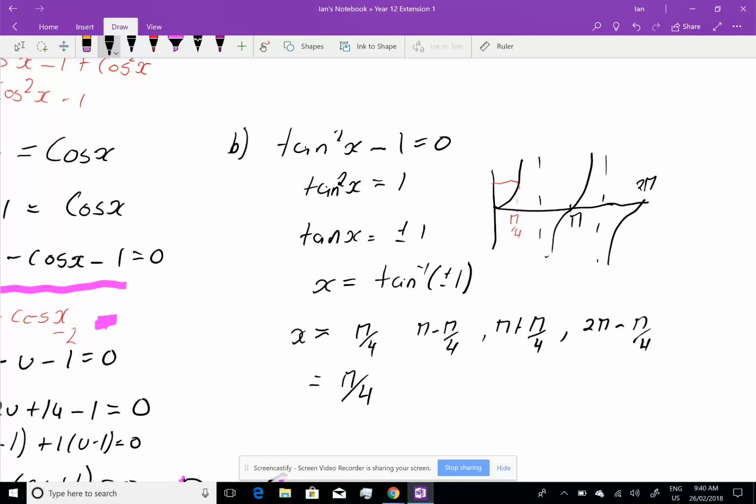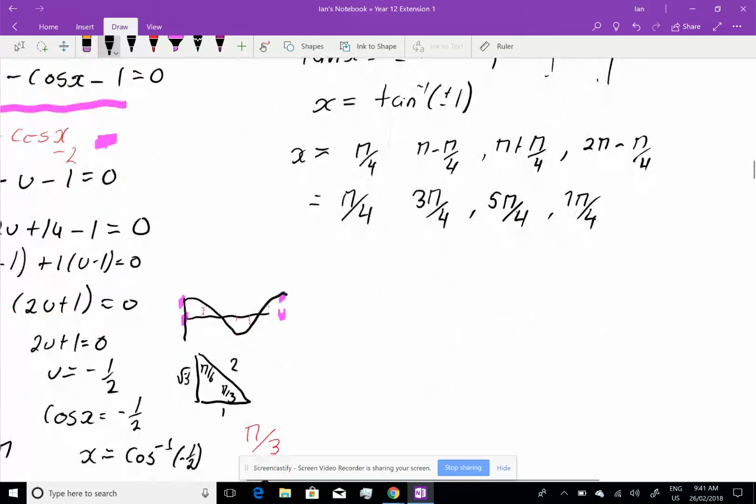Now I can do this really quickly, because that's 4 pi minus 1 pi, so that's 3 pi on 4. This is 1 pi on 4 plus 4 pi on 4, so that's 5 pi on 4. And this is going to be 8 pi on 4, that's what 2 pi is, minus pi, so that's going to be 7 pi on 4. And then those are my answers to B.